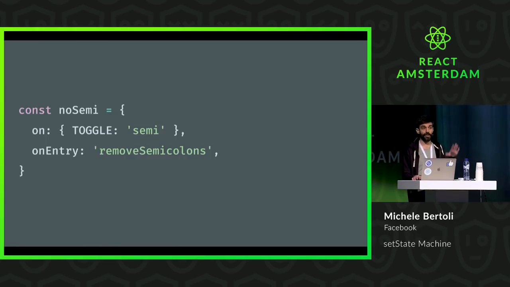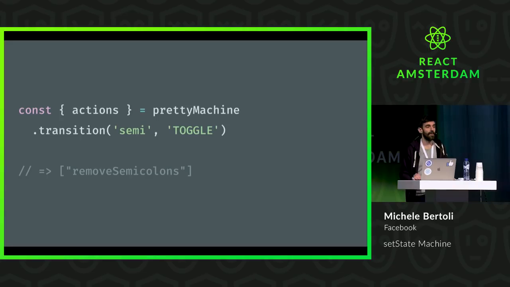But yeah, when we have this machine, this pretty machine, we can do pretty machine.transition, given the semi-state and the toggle event, and it is going to give you back an object that represents the new state. And the new state is going to be no semicolons, and the output is going to have this actions property, which is the list of the actions that you have to run. So if you are in the semicolon state, so semicolons are enabled, and you just toggle it, the action is going to be remove semicolon. So you have to do something about it. What should you do about it? Now I'm going to show you.